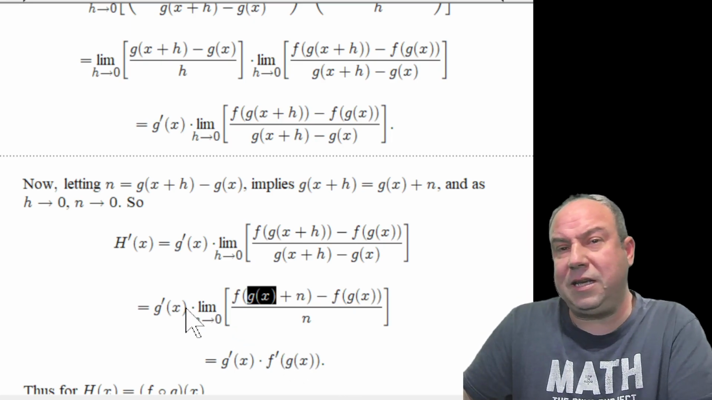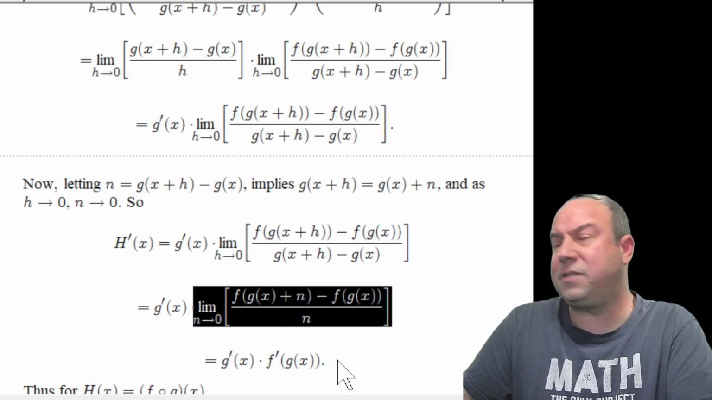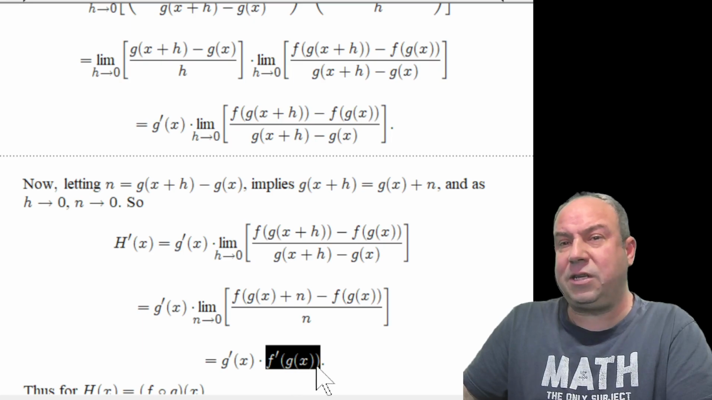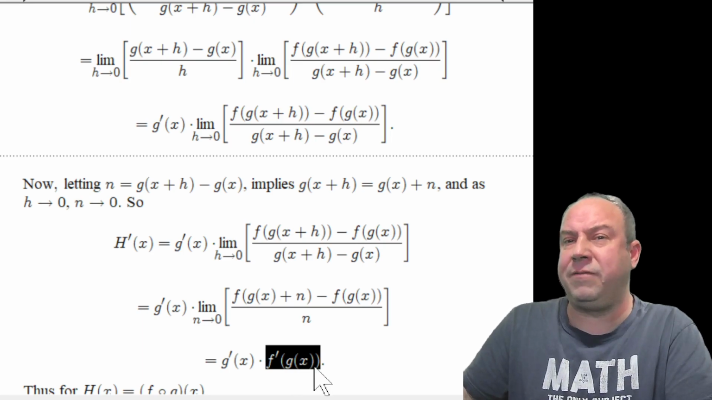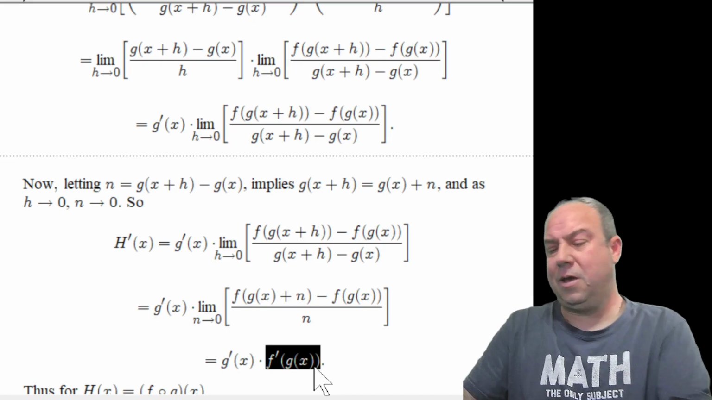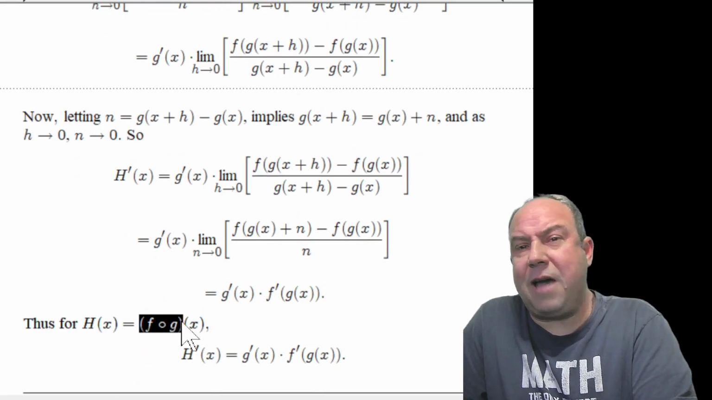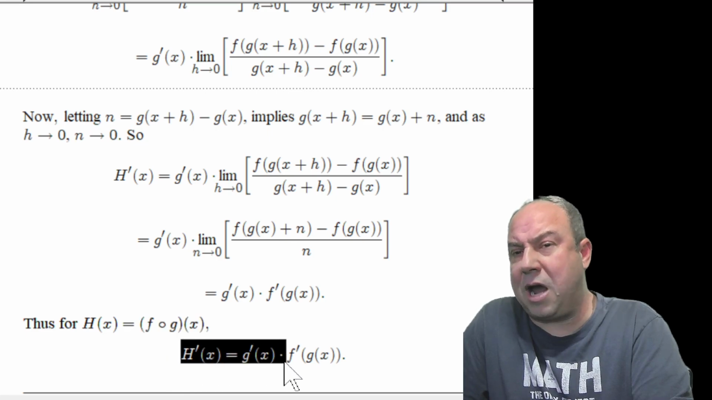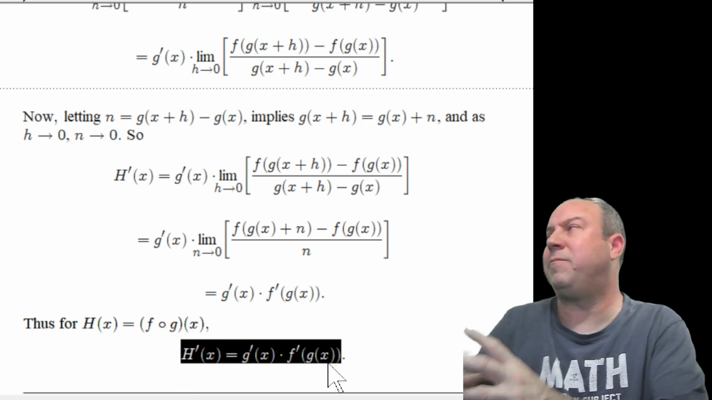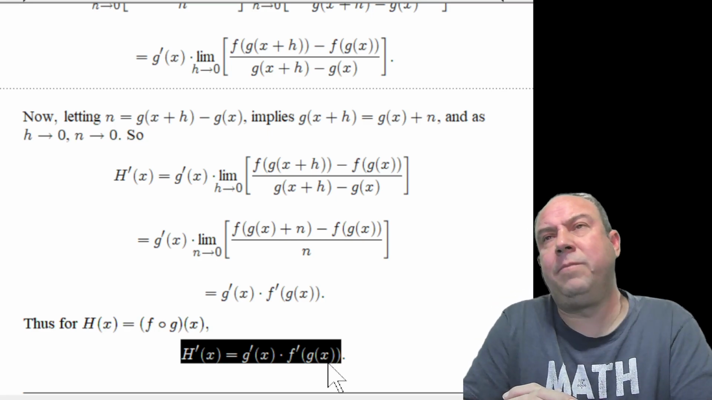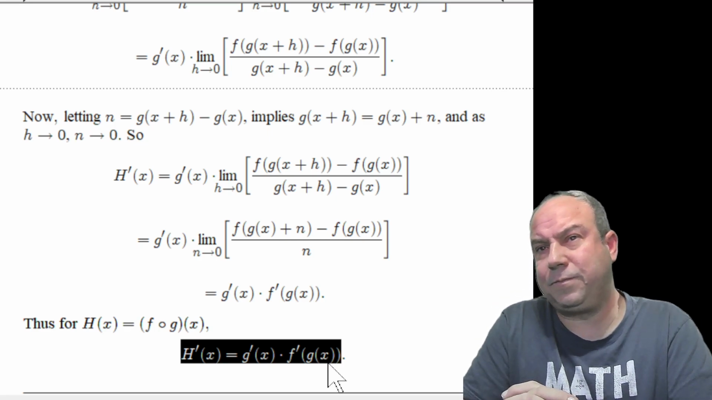Similarly, as n heads to 0, for this statement involving g of x, that is equivalent to f prime at g of x. And thus, for the composite of those two functions, f composed with g of x, h prime of x becomes g prime times f prime at g of x. The result that we're familiar with from chain rule.